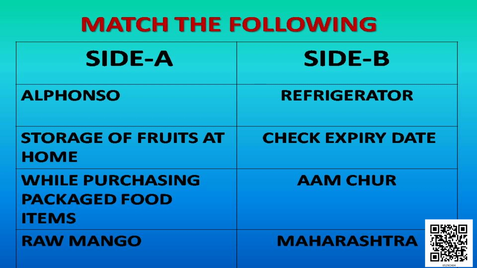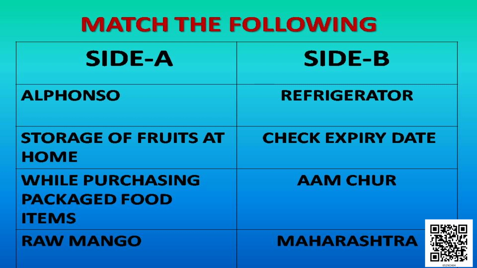Now, I am going to give you one exercise to do here. I know that within a few seconds, or within 1 to 2 minutes, you can finish it very quickly. Now, see the picture, it is match the following. In side A it is written Alfonso, then storage of fruits at home, then while purchasing packaged food items, then raw mango.